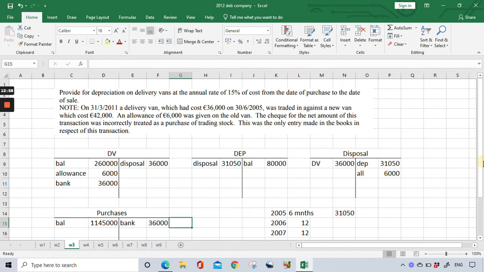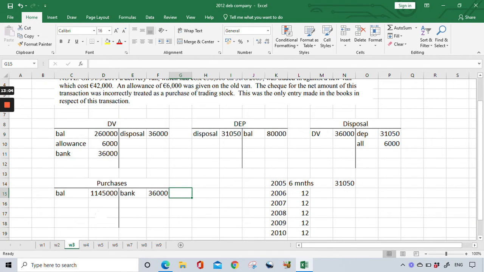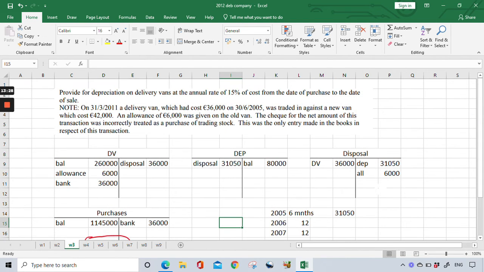Okay, so now I can balance a few of these accounts. So first of all, I'll just deal with the purchases and get it out of the way. So we only have 2 figures, so basically it's going to be that figure minus that figure. That is our purchases figure in the trading account at the moment. Now that may change as we go through the question, but at the moment that is the purchases figure in the trading account.